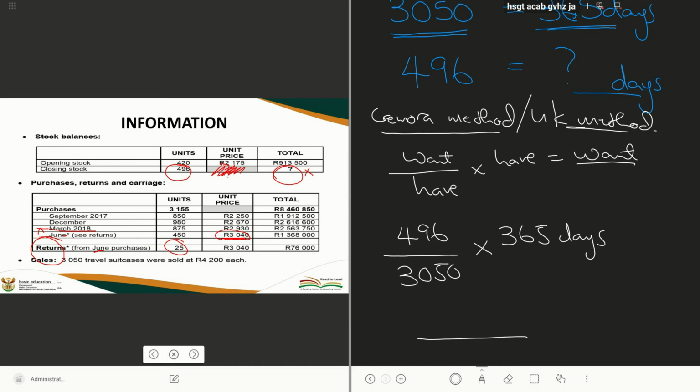Okay? And it's going to give you 59.36 days. In other words, it is going to take us 59.36 days to sell our closing stock of 496 units.